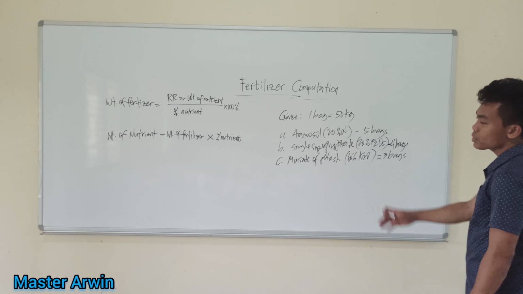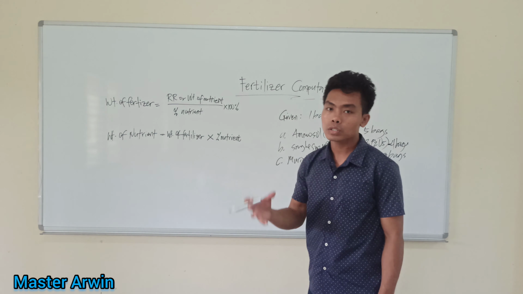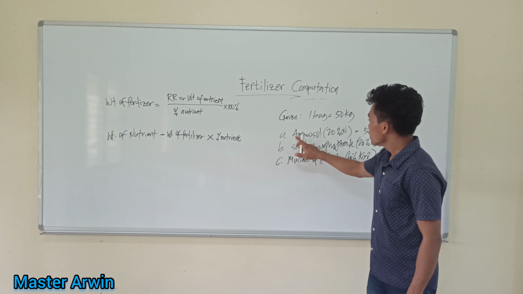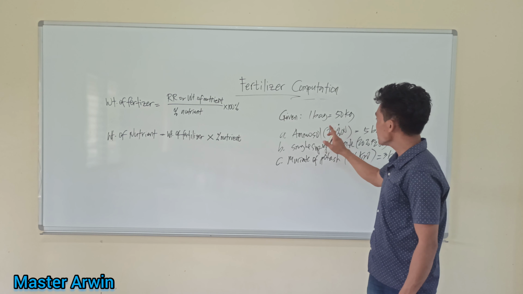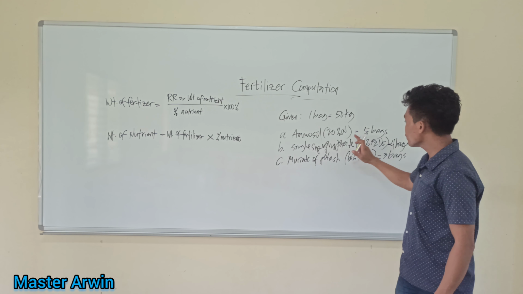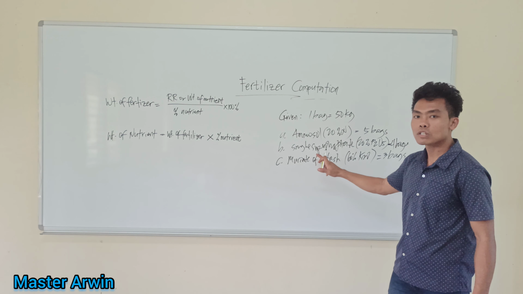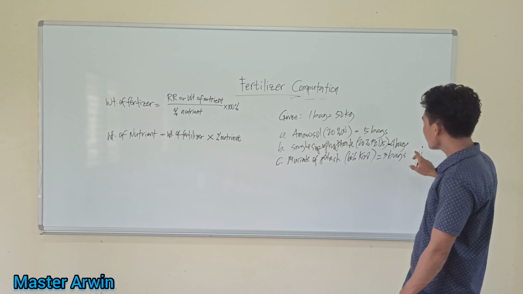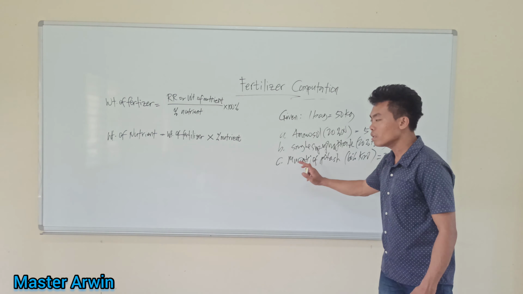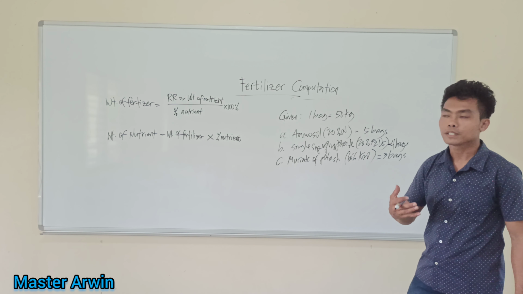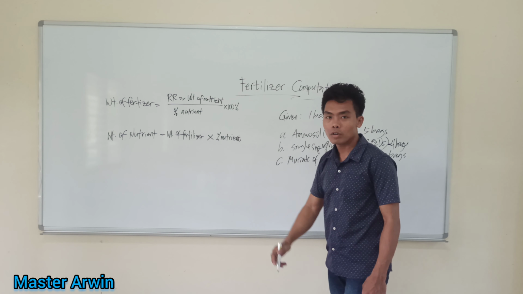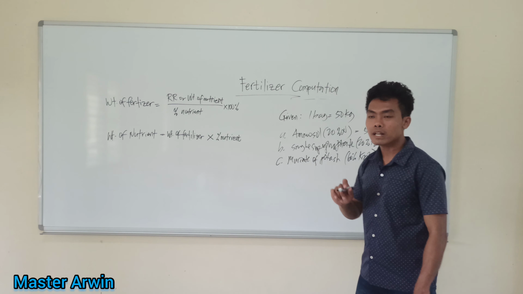Okay? So, next we will compute for how much nitrogen is found in the ammonium sulfate, and then how much phosphorus is found in the single superphosphate, and then how much potassium is found in this muriate of potash. Okay, so we will use this formula. Okay, so let's first answer letter A.